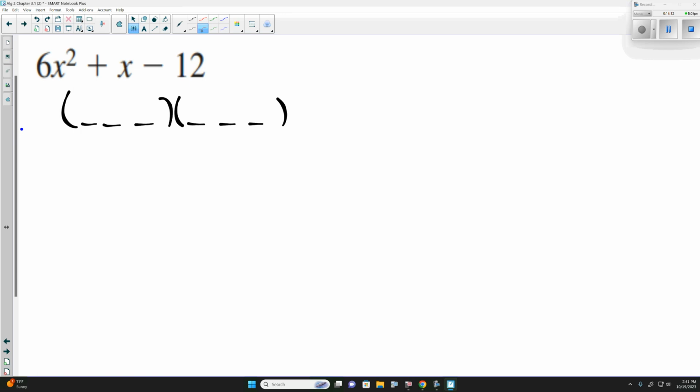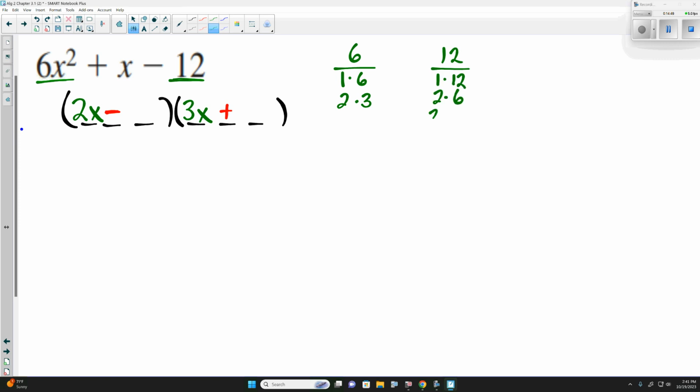Now, if the third term is negative, the signs are opposite. So one of them is going to be negative, one of them is going to be positive. Now we do need to find the factors of the first and third term. Since it is 6x squared, we will have x and x. Now, I'm going to go on and just use 2 and 3. And I'm doing this to kind of make a point. Factors of 12 are 1 and 6, 1 and 12, 2 and 6, 3 and 4.